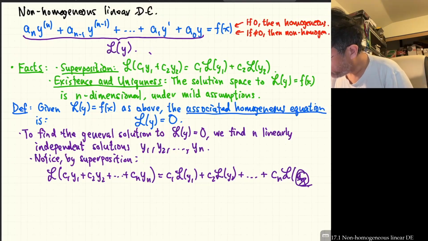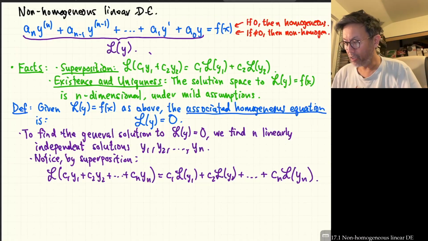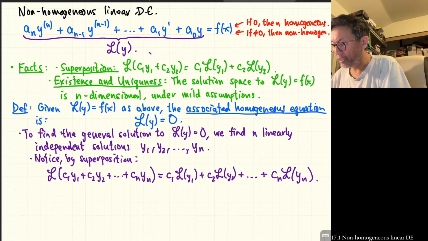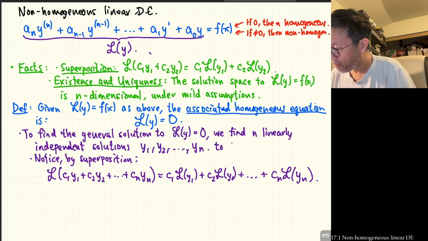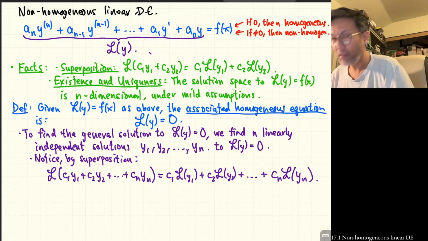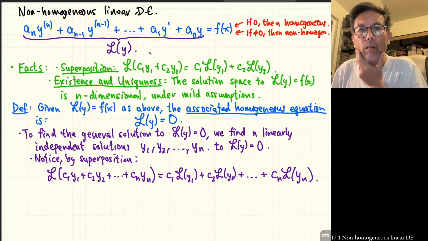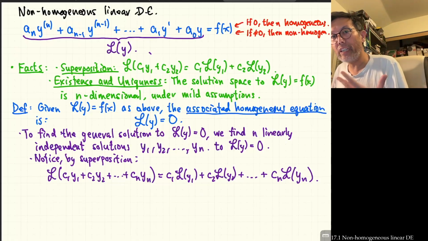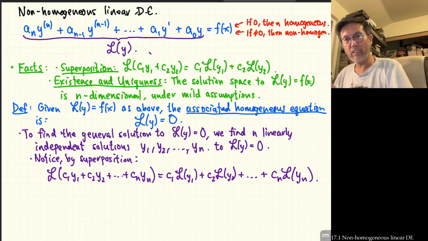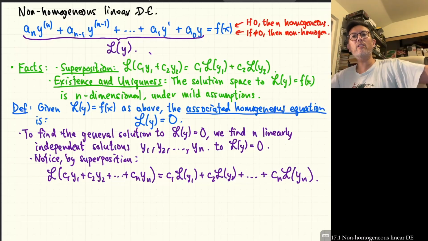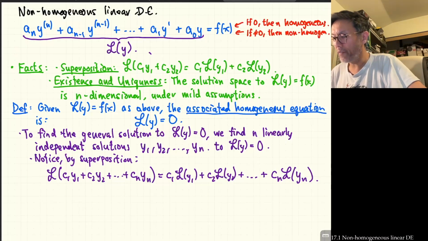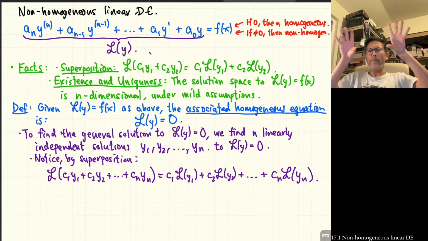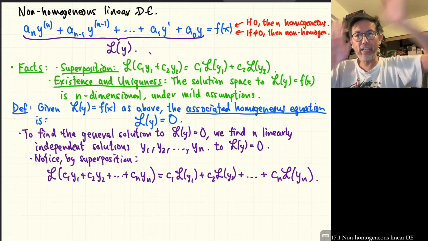But don't lose sight of what these y's are. What are these y's by assumption? These are linearly independent solutions to L of y equals 0. We know such solutions exist by the existence and uniqueness theorem, because the space of solutions is n-dimensional. Remember, linear independence means that these n solutions kind of point in different directions.